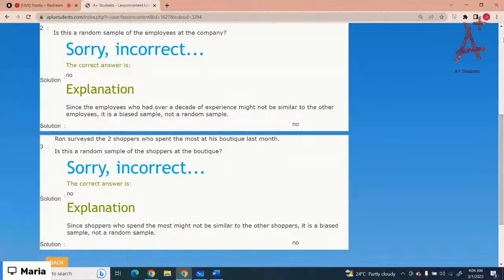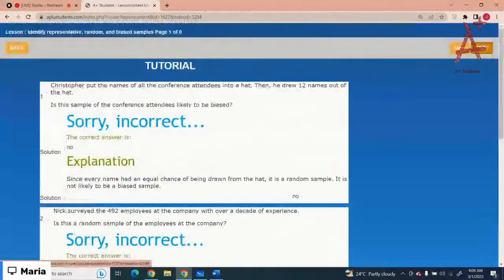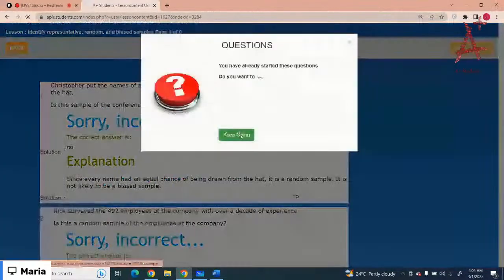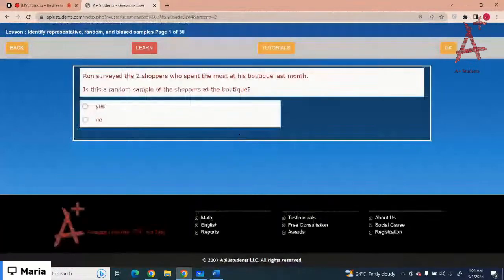Let's start with the examples. Ron surveyed the two shoppers who spent the most at his boutique last month. Is this a random sample? Here you have a criteria. You selected the two shoppers who spent the most last month. Got it? That is the condition. So when you select data on the basis of some condition, that would not be random. That would be the biased one. So is this random? No, this is not a random sample. The correct option is no.